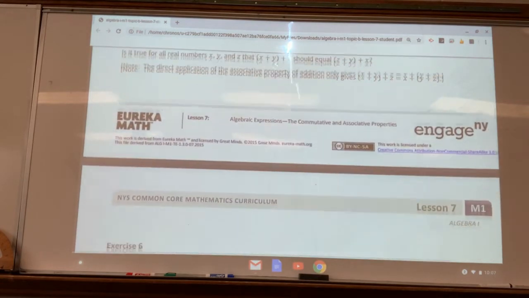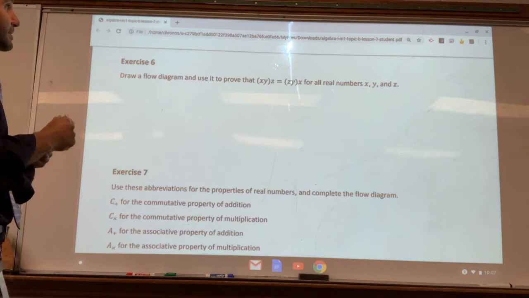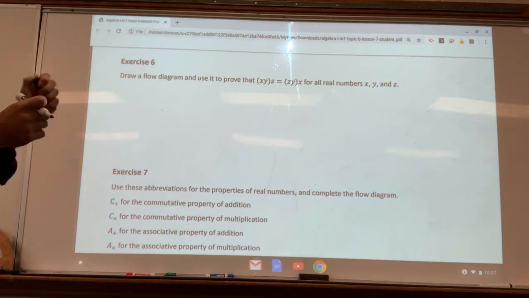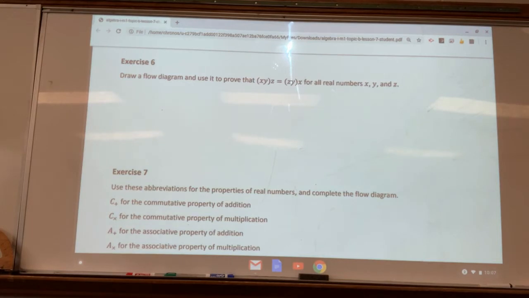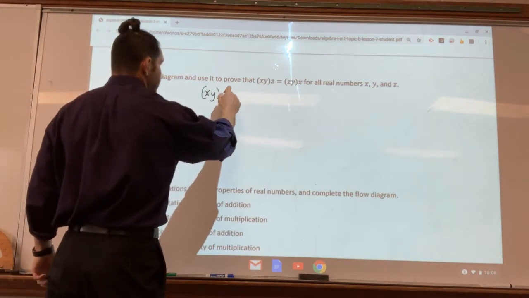Okay, so now we get into the fun stuff. Draw a flow diagram and use it to prove that x times y times z is the same as z times y times x. Okay, so flow diagram. This is going to change things a little bit. So we start with x times y times z.